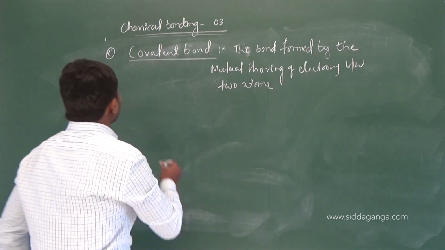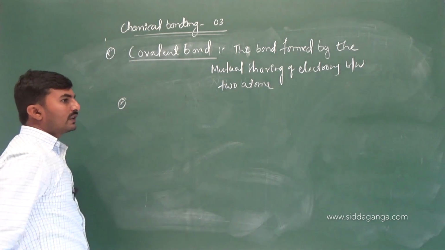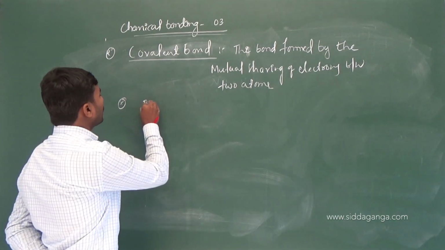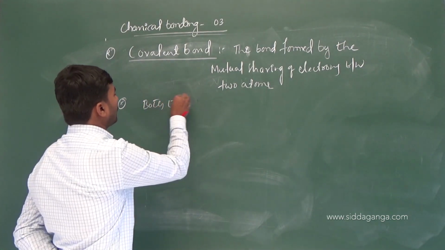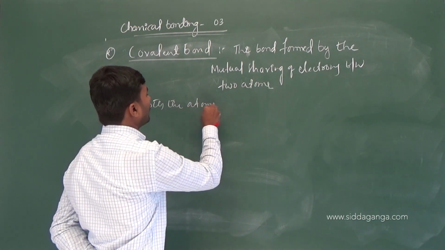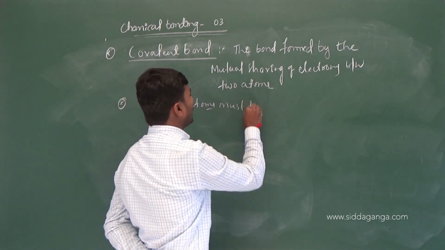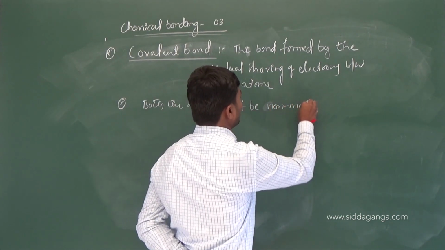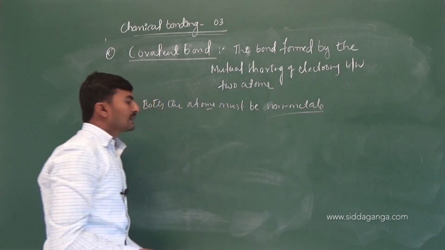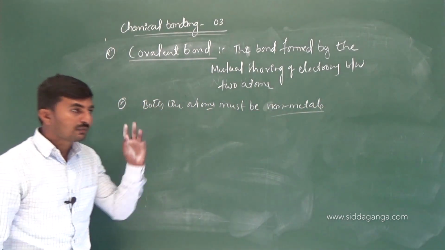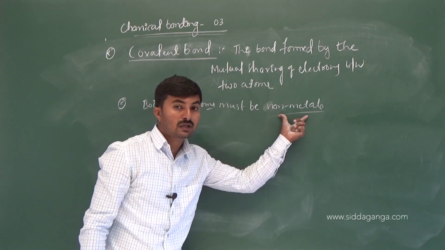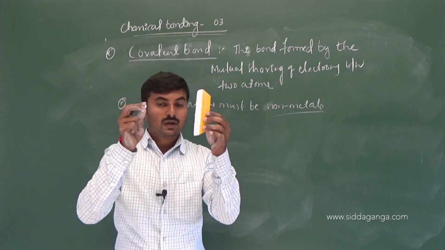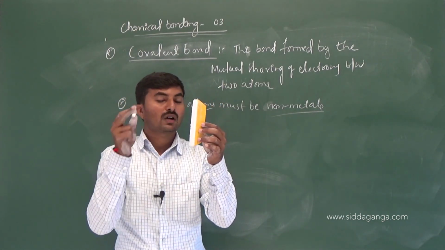Okay, then what are the conditions for this covalent bond? What conditions should be there for a covalent bond to form? Okay, both the atoms must be non-metals. Okay, this is the most important condition. If the bond is formed in between non-metals, if we consider these two atoms, if both are non-metal only, there is a provision to form a covalent bond.